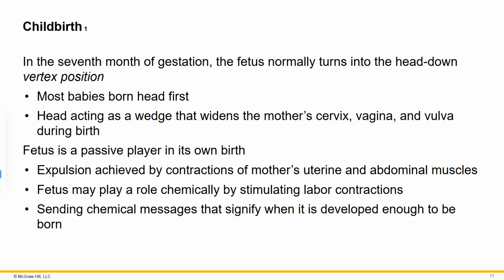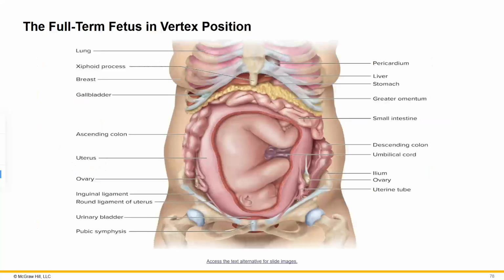Childbirth. In the 7th month of gestation, the fetus normally turns its head upside down. Most babies are born head first. The head acts as a wedge that widens the mother's cervix, vagina, and vulva during birth. The fetus is a passive player in its own birth. Expulsion is achieved by contractions of the mother's uterine and abdominal muscles. The fetus must play a role chemically by stimulating labor contractions, sending chemical messages that signify when it's developed enough to be born. So this is when the baby flips and is head down.